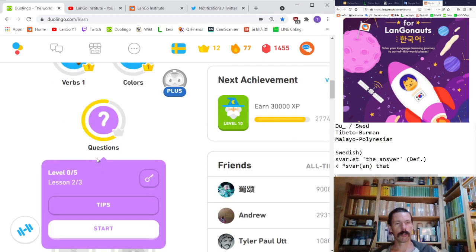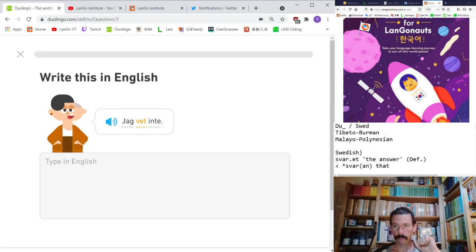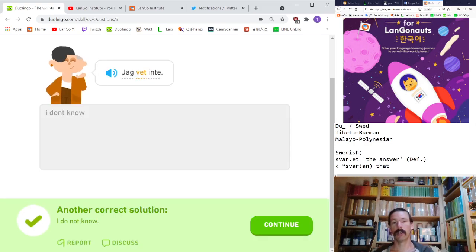Alright, yeah, one more. Let's finish up the circle and go on to what other languages are we in the mood for today? Jag vet inte. Vet, unlike that kennen one we saw in Dutch, this one means to know a fact, and it takes a sentential object or no object, I believe. Jag is I. Vet inte, I don't know. And vet has a different inflection pattern from the simple present verbs that we've seen.